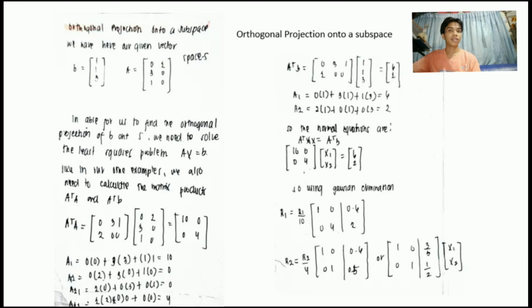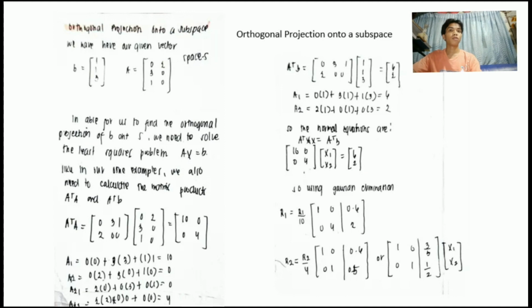Like in our examples, we also need to calculate the matrix products A transpose A and A transpose b. For A transpose A, we transpose from column to row, switching it vice versa. We have 0, 2, 3, 0, 1, 0 multiplied by A, which is 0, 3, 1, and 2, 0, 0. We have 10, 0, 0, 4. This is simply multiplication. If we are familiar with multiplying matrices, we'll be able to get it.